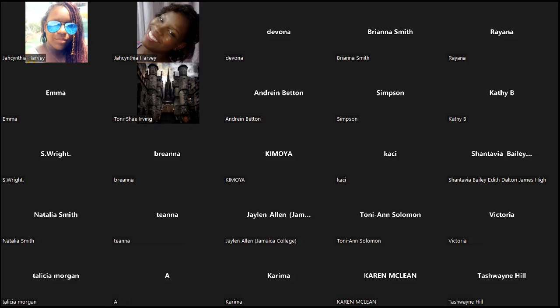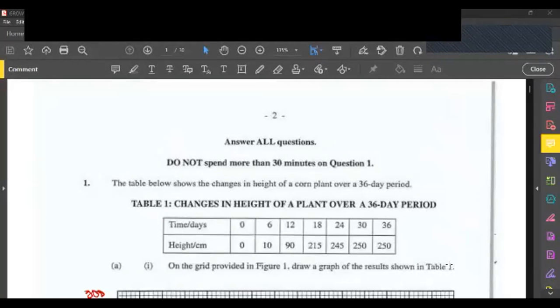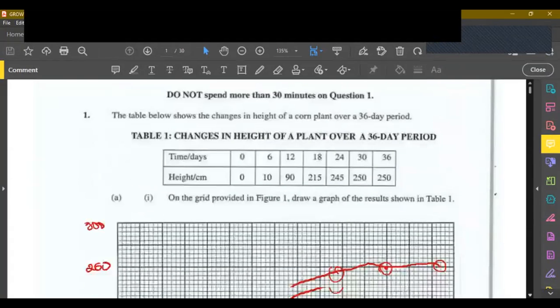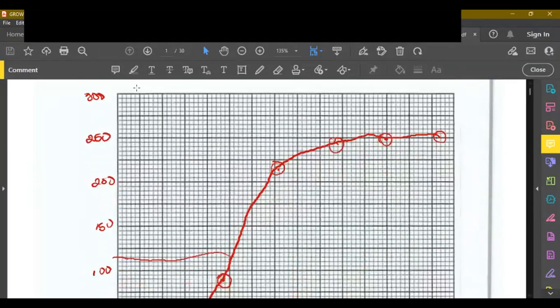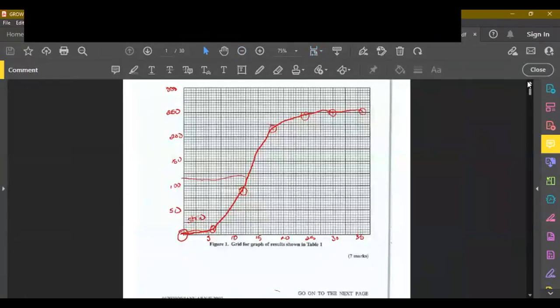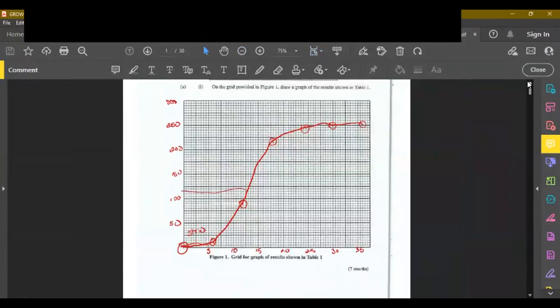All right, guys, let's see if this will help you out a bit. Sharing again. All right, zoom in out a bit. Seeing the graph? Yes, miss.